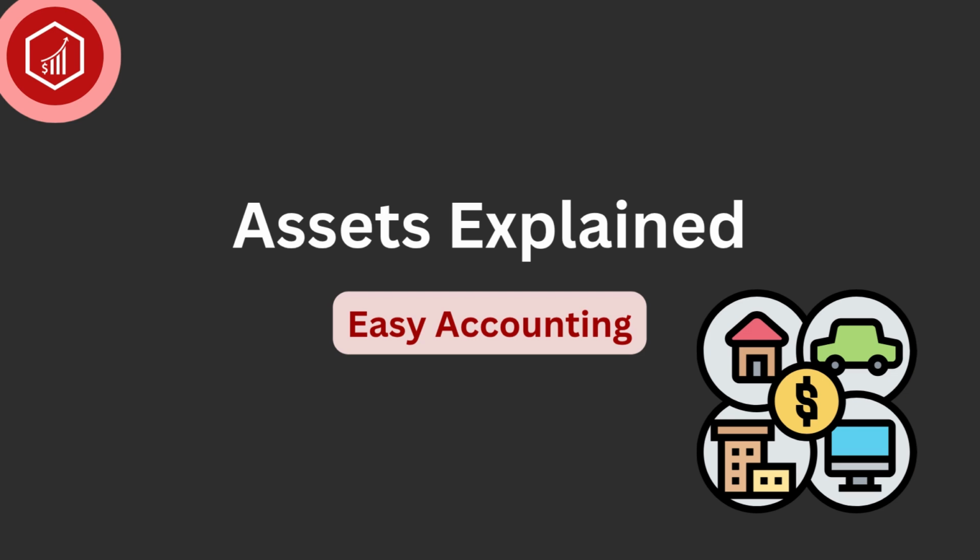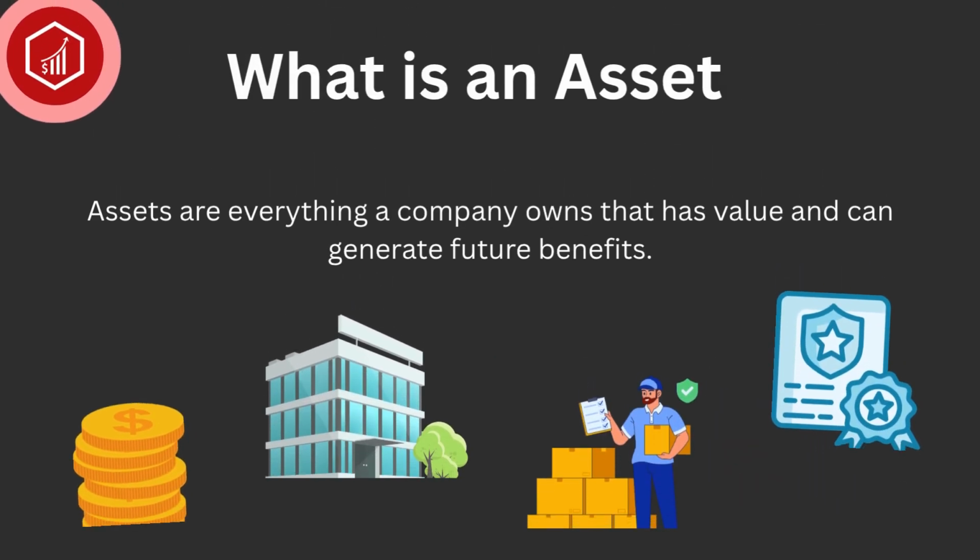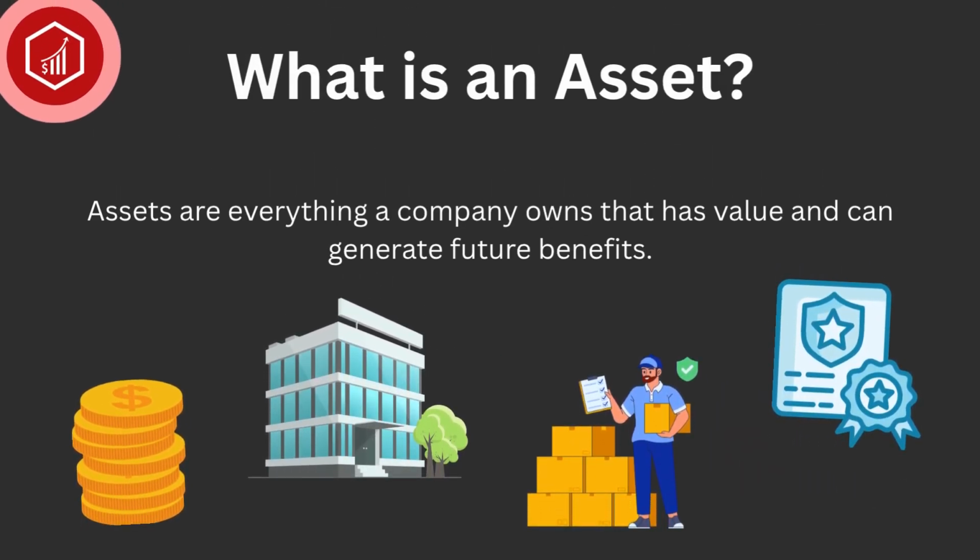So, let's get started. What is an asset? First off, we start with a simple definition. Assets are everything a company owns that has value and can generate future benefits. As you can see here, the building or the inventory, but also some things people don't recognize directly as assets, for example, software or patents.